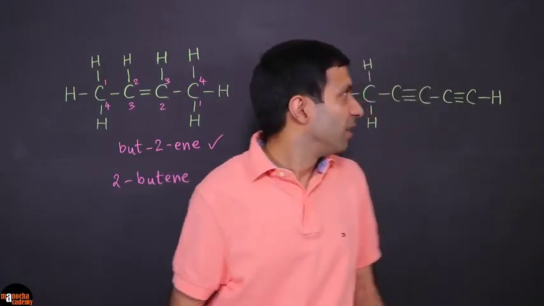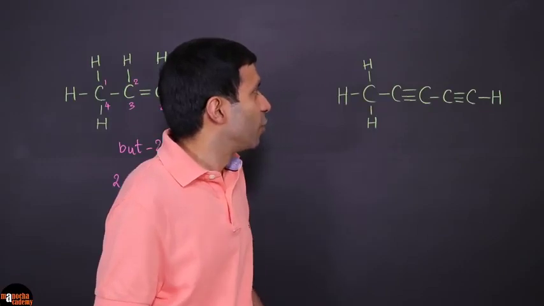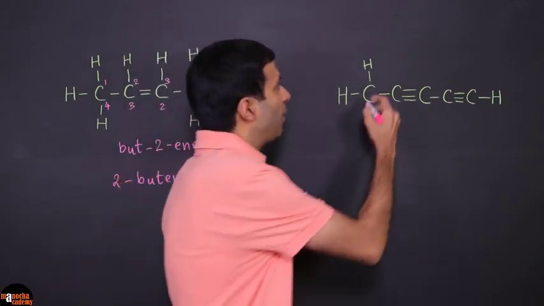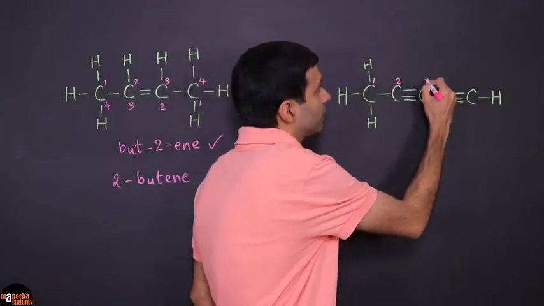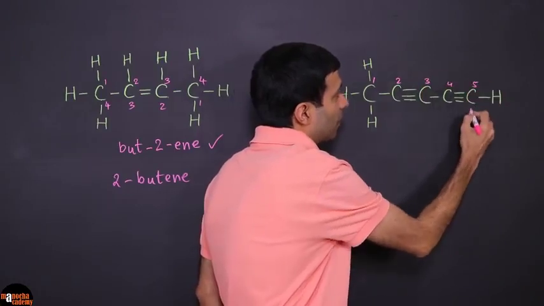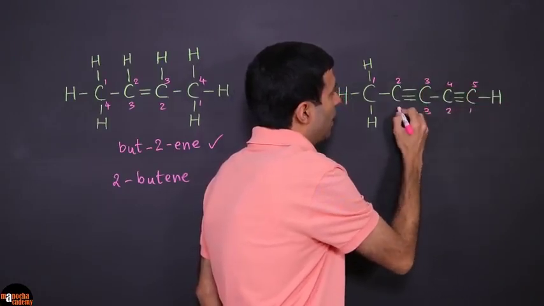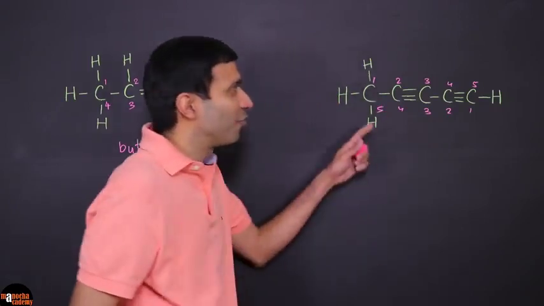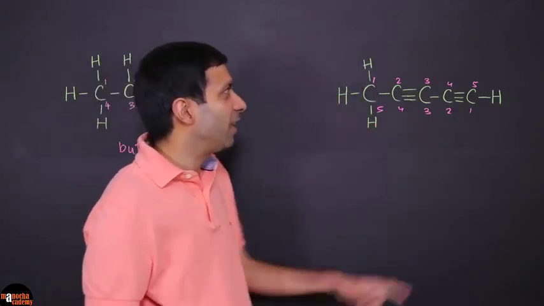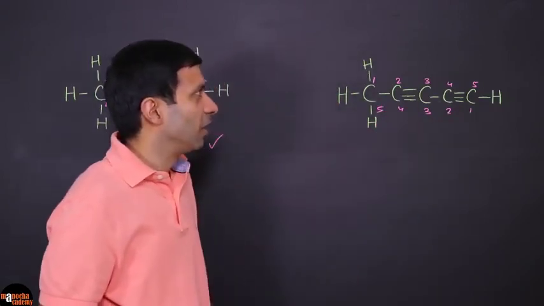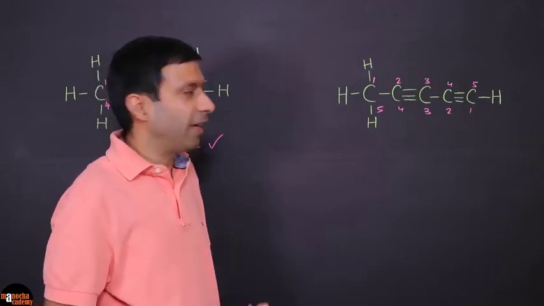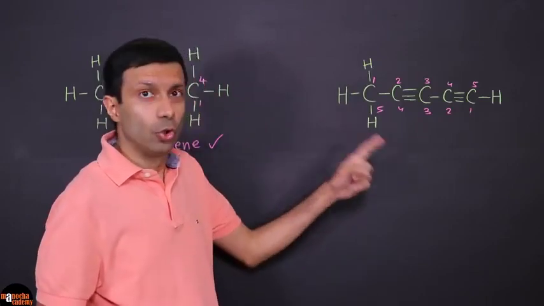Now let's try this compound. So here what do we have? We have a 5 carbon chain. And there are some interesting triple bonds here. So you can see that there are 2 triple bonds. So is this going to be a pentyne? No, because there are two bonds.